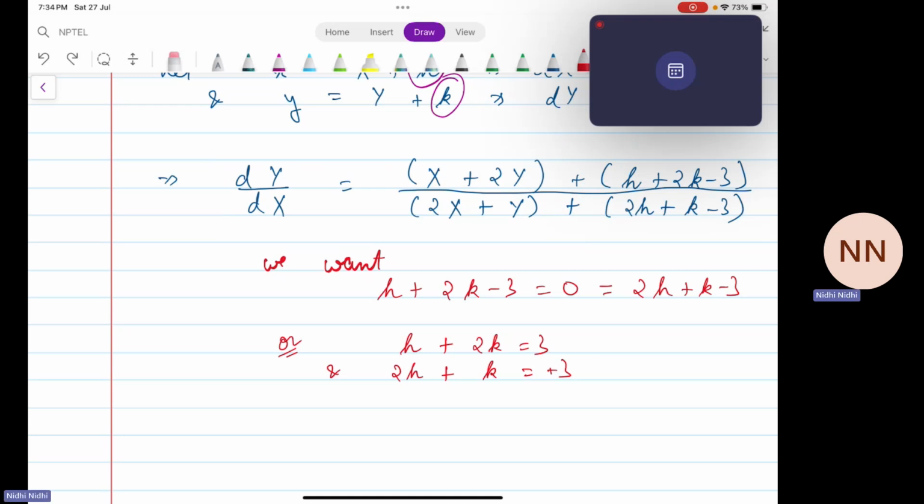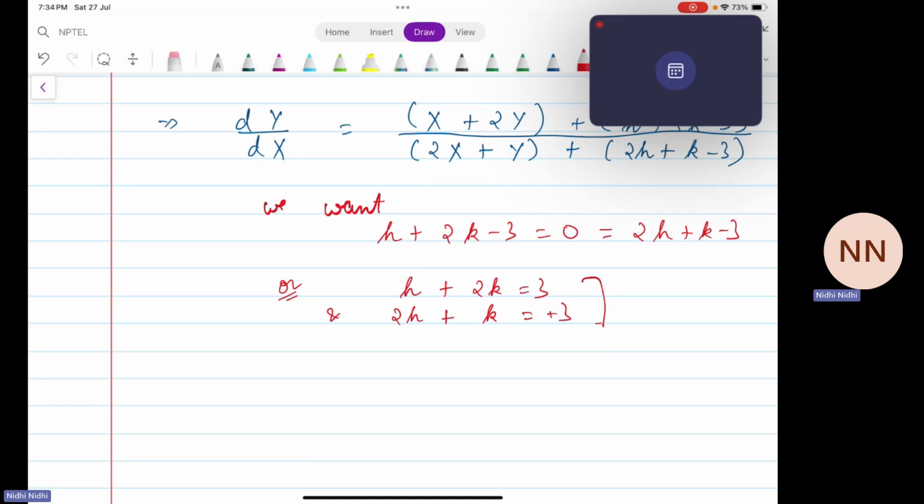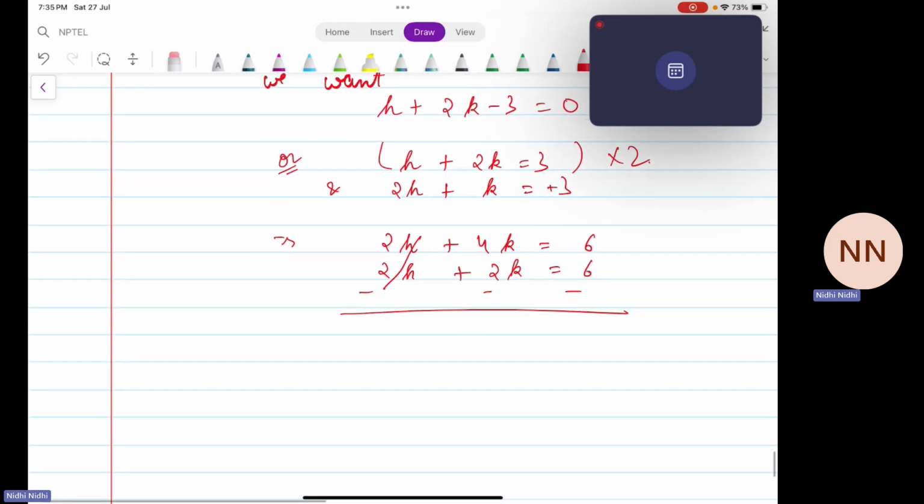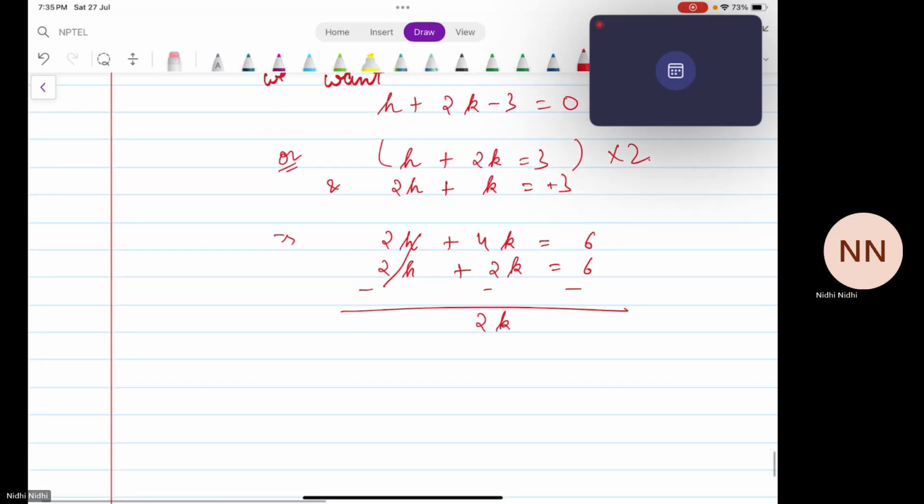So we'll use the basic elimination method to solve these equations. Multiplying the first one by 2, we get 2h plus 4k is equal to 6. 2h plus k is equal to 3, subtracting. This gets cancelled out. We are left with 3k. I think I did some mistake.